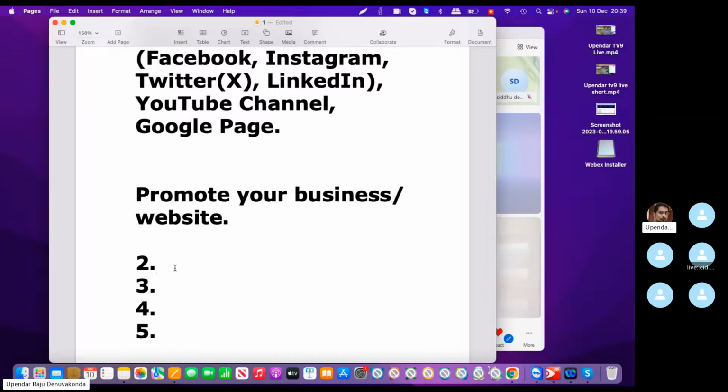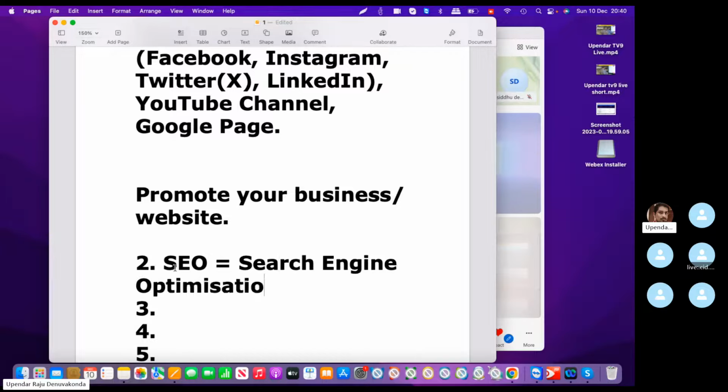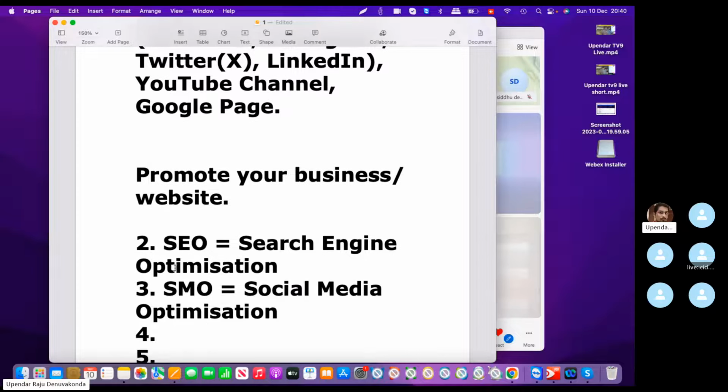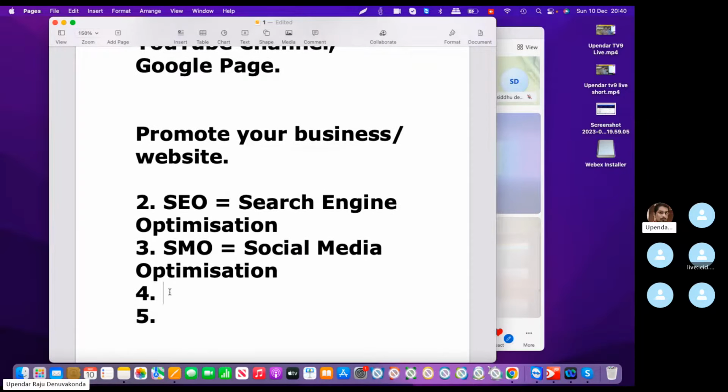So what are those four? The first one is SEO, search engine optimization, and SMO stands for social media optimization. So we will understand the basic definitions of these, but going forward, you will understand them in depth. SMM is social media marketing.